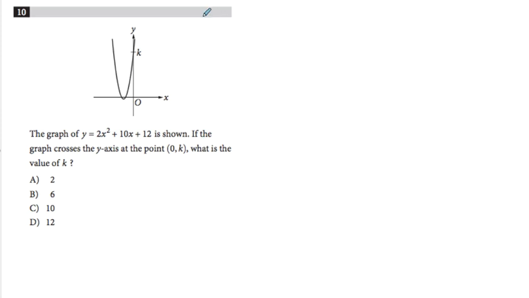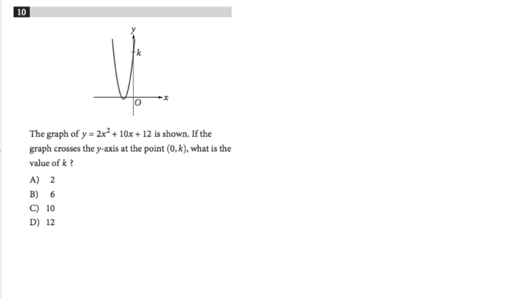I'm going to be going over the College Board's Study Guide SAT Practice Test 10 Math Non-Calculator question number 10. Looking at this question, you can see that we have the graph of a parabola opening up, and it says the graph of y equals 2x squared plus 10x plus 12 is shown. If the graph crosses the y-axis at the point (0, k), what is the value of k?